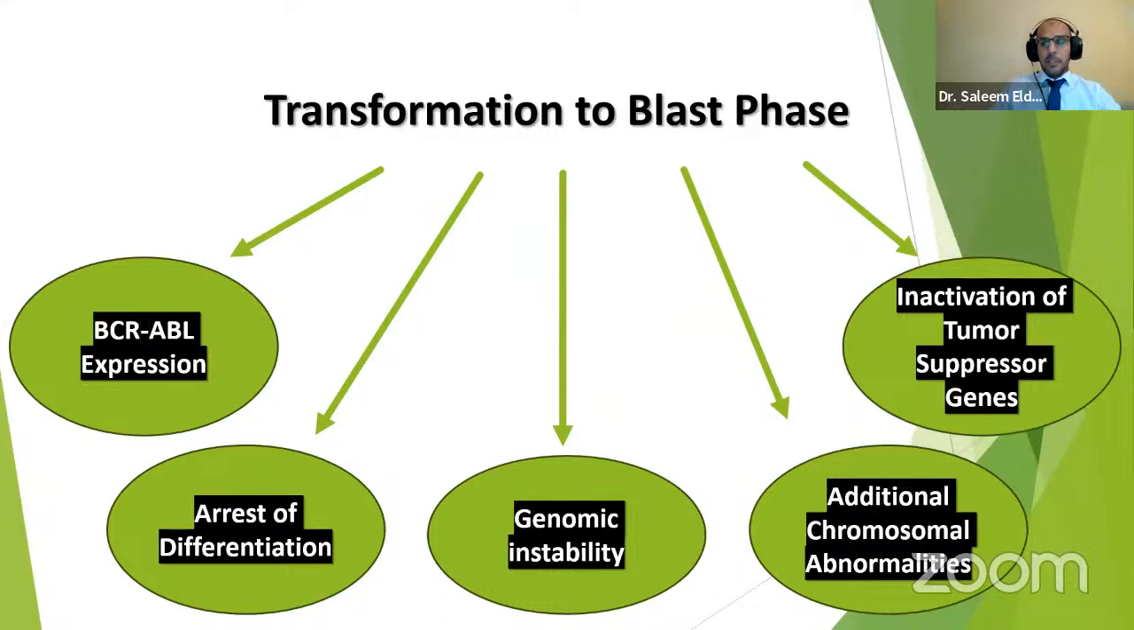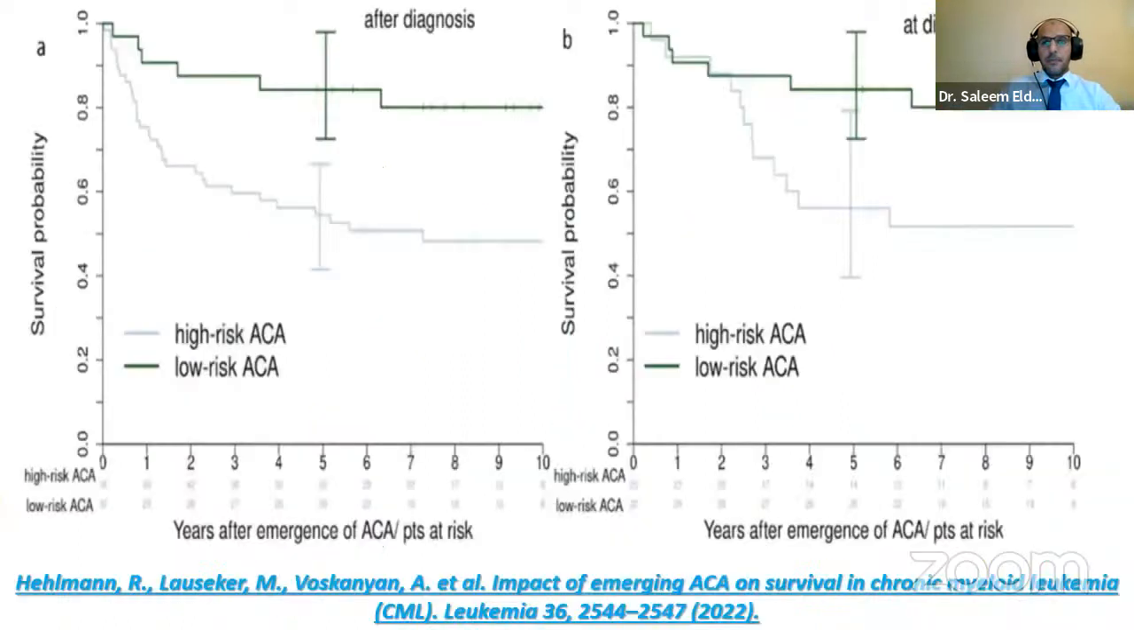Inactivation of tumor suppressor genes is common in patients with blast phase CML. Almost 30% of patients with myeloid blast crisis have TP53 mutation, and in patients with CML with lymphoid blast crisis, more than half of them have Ikaros gene deletion. So it's known that patients with high-risk additional cytogenetic abnormalities in chronic phase CML have inferior outcomes.